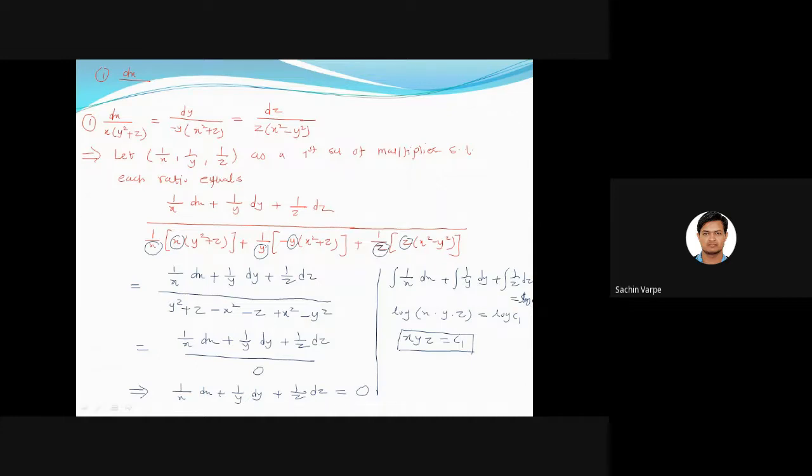Is this clear to everyone? The first solution. Log x plus log y plus log z is merged using the log property: log a plus log b is log ab.